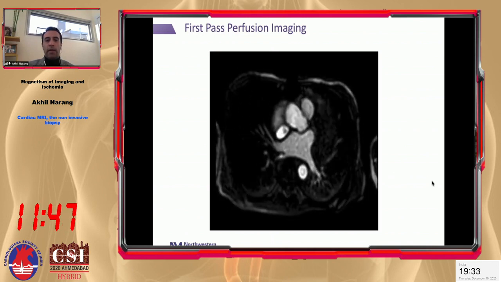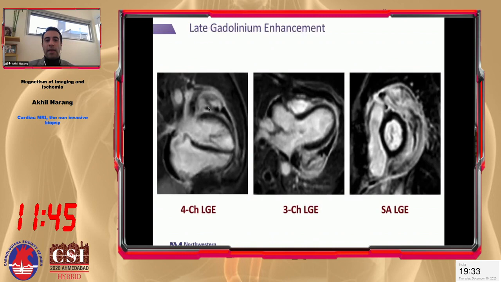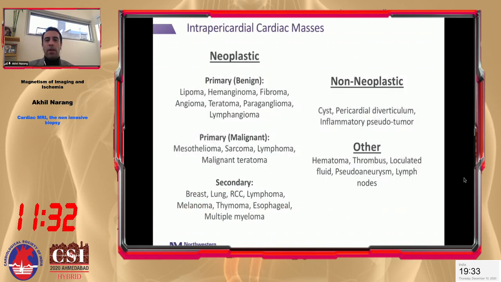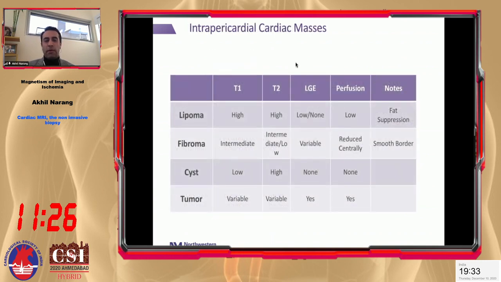Now, when I move forward and look at the late gadolinium enhancement, I can see that there's a heterogeneous uptake of late gadolinium within the mass. So there's some disruption of the architecture of this tissue causing some necrosis and allowing the gadolinium to penetrate it. Putting all this together, there's a lot of differential diagnosis for intrapericardial masses. I won't spend too much time with that. But what is very interesting with MRI is that I can use these properties, T1, T2, late gadolinium enhancement, perfusion, to break down what it might be.